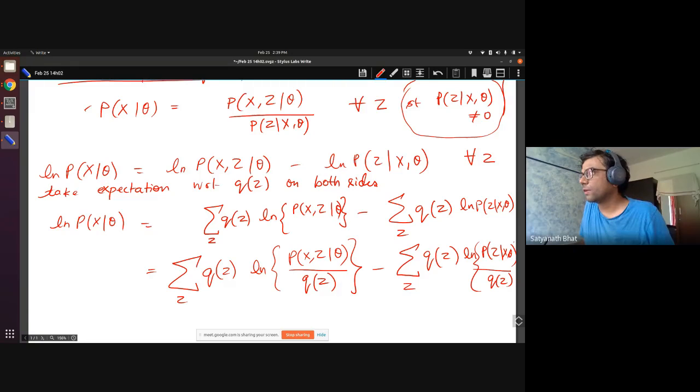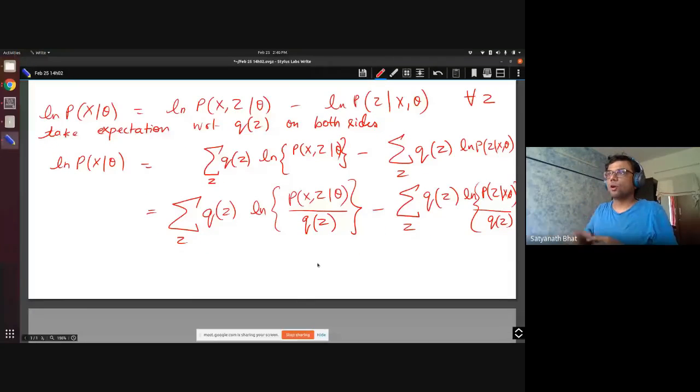So did you follow what we did? Basically we multiplied and divided by q(z). If I multiply and divide by q(z) here, one of the q(z) terms I will combine with the term here. If I expand this, I will have negative q(z) ln q(z) and a positive q(z) ln q(z), which will cancel. So basically I have added and removed the same number. Is that all right? Yes, I hope it's okay.